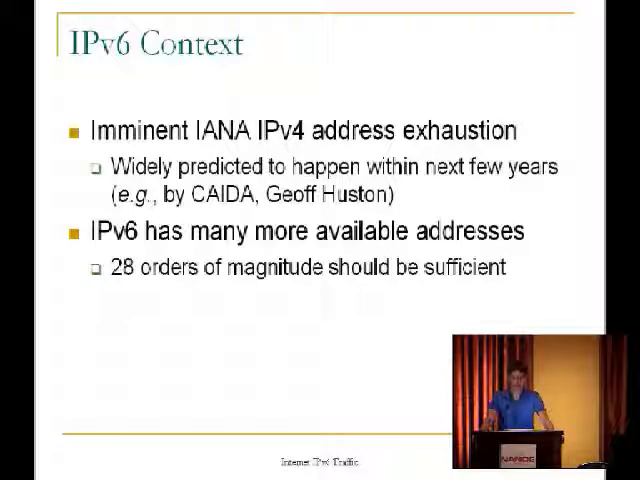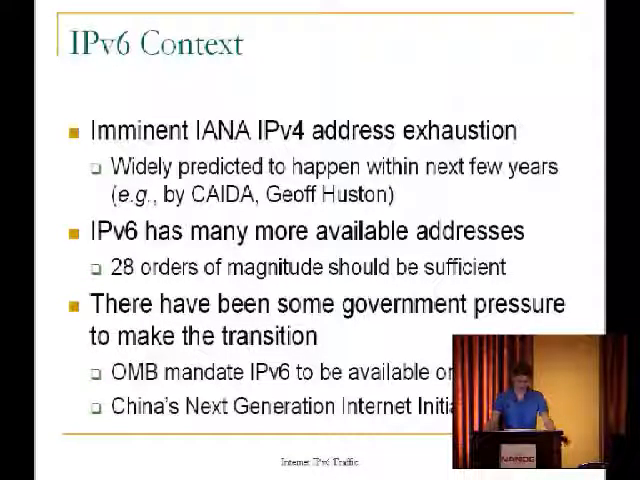Luckily for all of us, IPv6 fixes all our ails. It has something on the order of 28 orders of magnitude more addresses, so that should be sufficient for a couple of years. And because we have this big problem and there is an available solution, there has been some government pressure in various parts of the world for us to make this transition. The OMB in the US mandated that IPv6 be available on routers. And in China, there's the Next Generation Internet Initiative, which, among other things, pushes for IPv6 adoption.